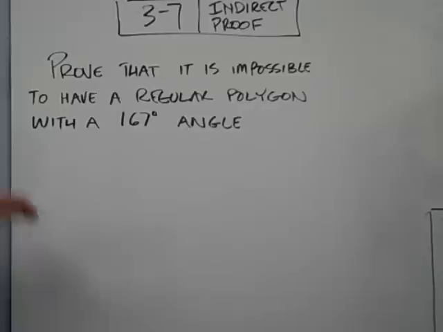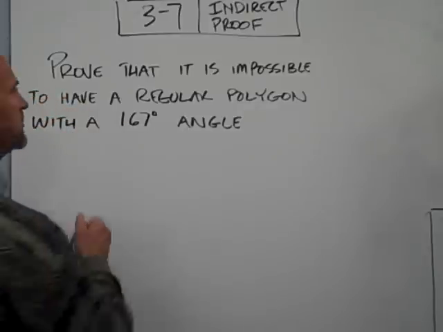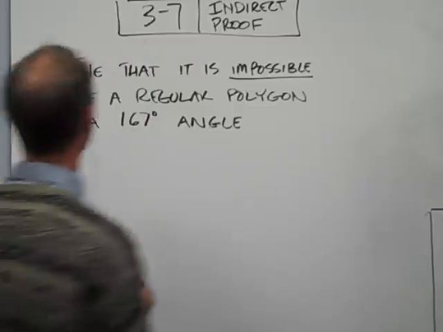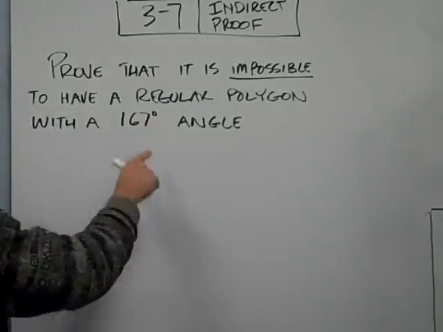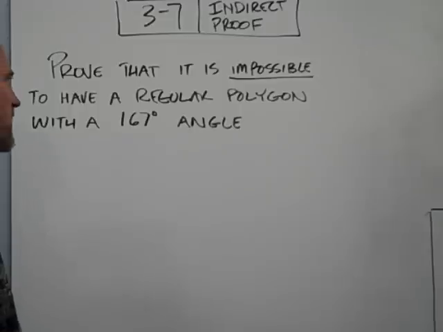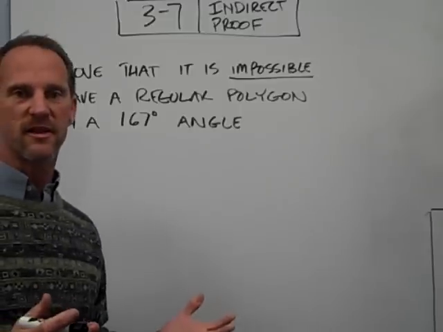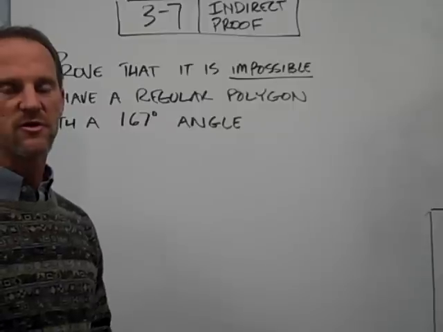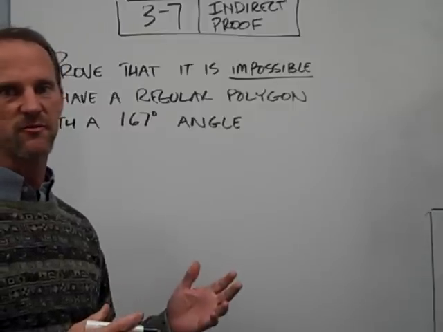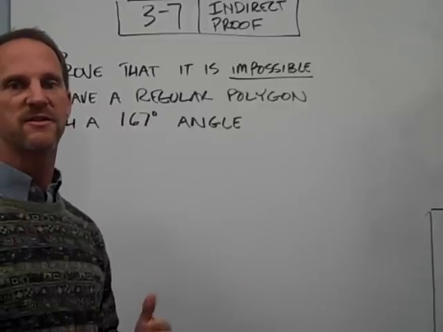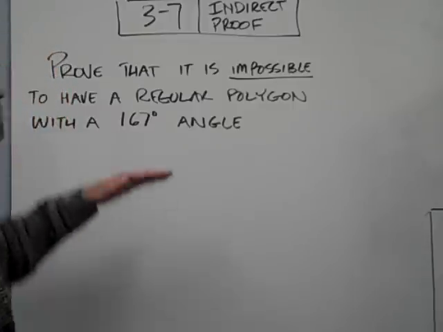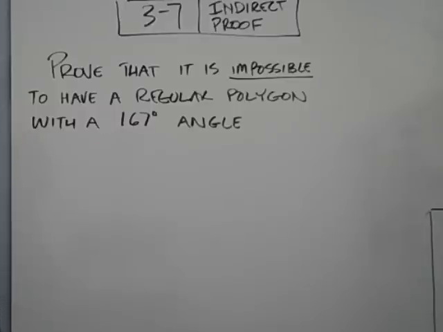So for instance, prove that it is impossible, not possible, to have a regular polygon with a 167-degree angle. Well, how do you prove something like this? How do you prove that it's impossible? Well, you say, suppose it is true, and then you prove that that assumption's crazy. And then you go back and say, well, then this must be the case, that it's not possible.